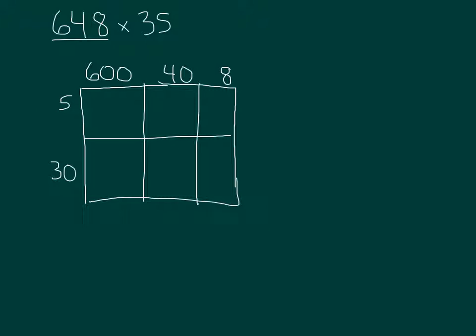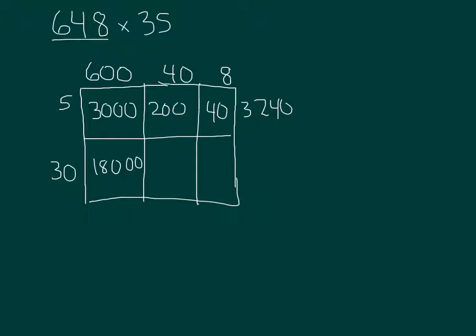So if I go ahead and do each of these, 5 groups of 600 is 30 with 2 zeros. 5 groups of 40 is 20 with another 0. And 5 groups of 8 is 40. If I add those up, I get 3,240. Going to my second row, 30 groups of 600 is 18 with 1, 2, 3 zeros.